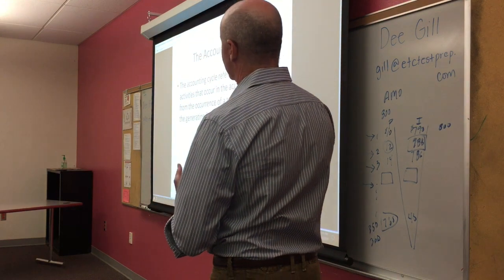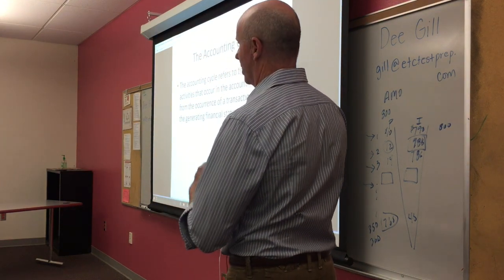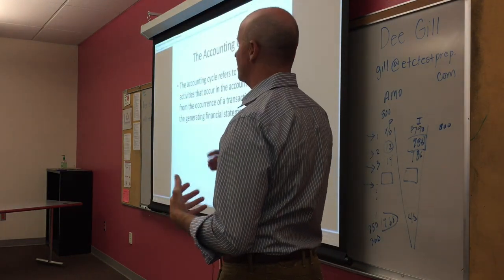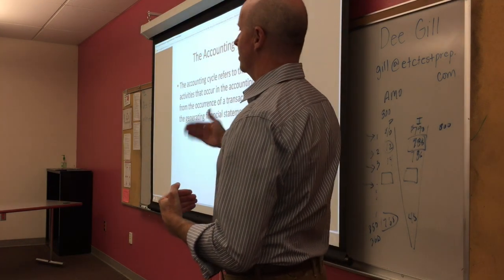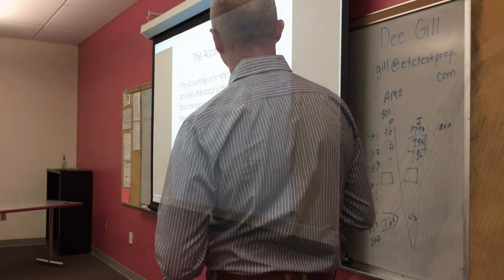So the accounting cycle, they call it, that's the sequence of activities that occur in the accounting process. And we'll talk about that now, right? From the occurrence of a transaction through generating financial statements. There's like 12 steps that you do every single time, like a checklist, so you don't miss a step, you don't mess up.